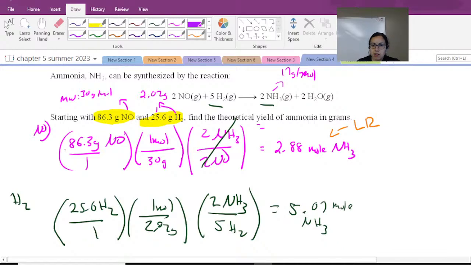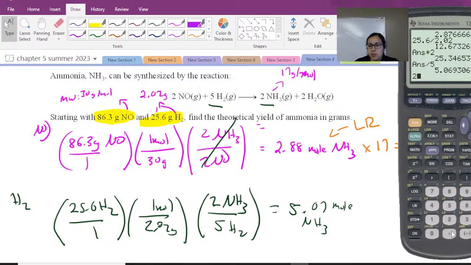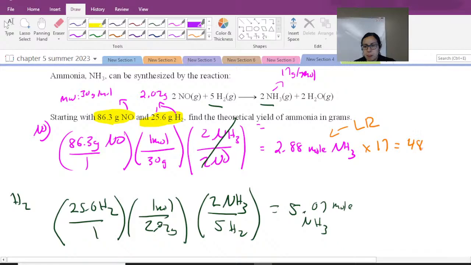Yep, so limiting reagent is NO, and now I can times it by 17 to actually find the grams. So either 48.9 or... Wait, what do you do with the limiting reagent? Then you just multiply it by the grams, or you could have done this to begin with to find your limiting reagent. Where's the 17? Weight of the ammonia. Yeah, 17 is the weight of ammonia.